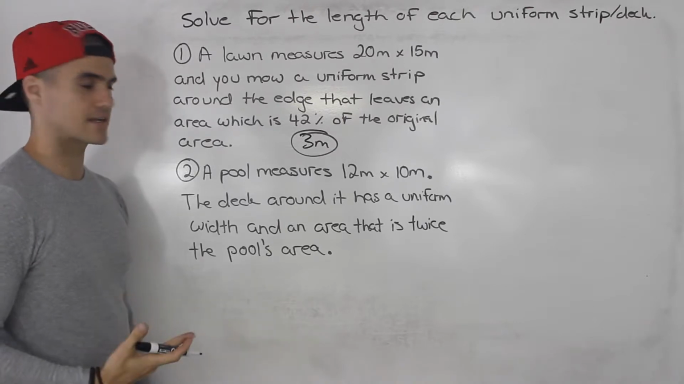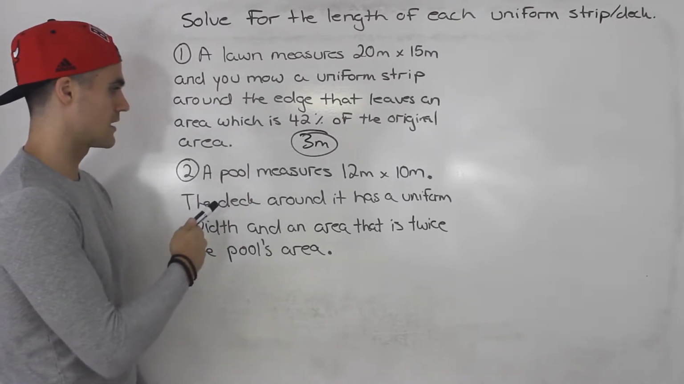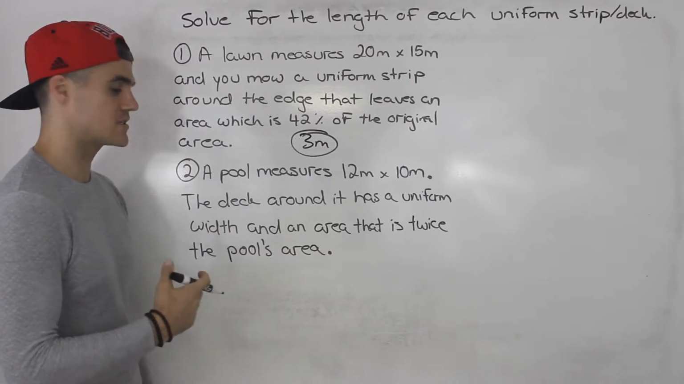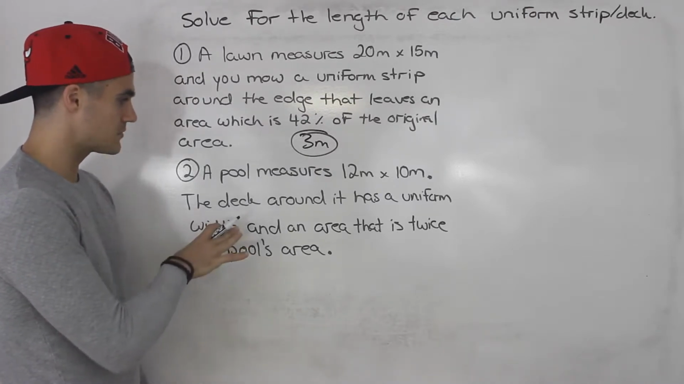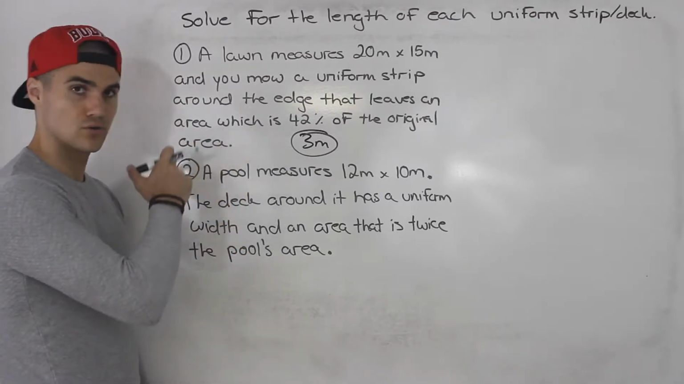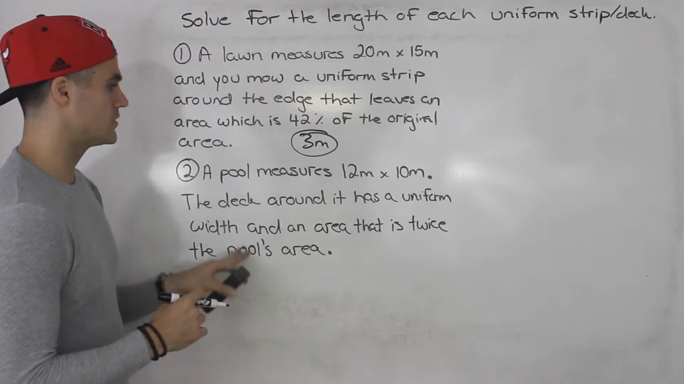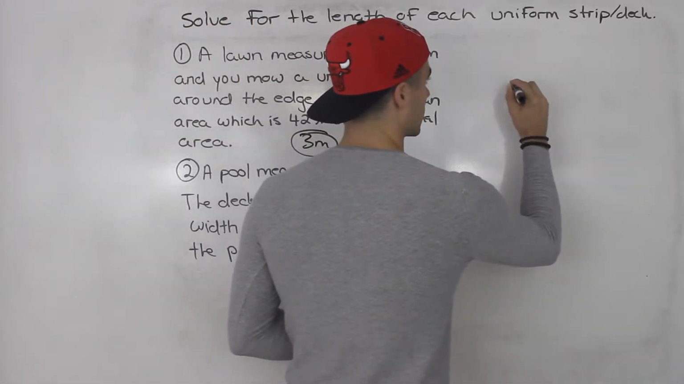Moving on to the second scenario, we're told that a pool measures 12 meters by 10 meters, and the deck around it has a uniform width and an area that is twice the pool's area. So, kind of a similar question. There's going to be a uniform deck around a rectangle, but the way we draw this is going to be a little different.